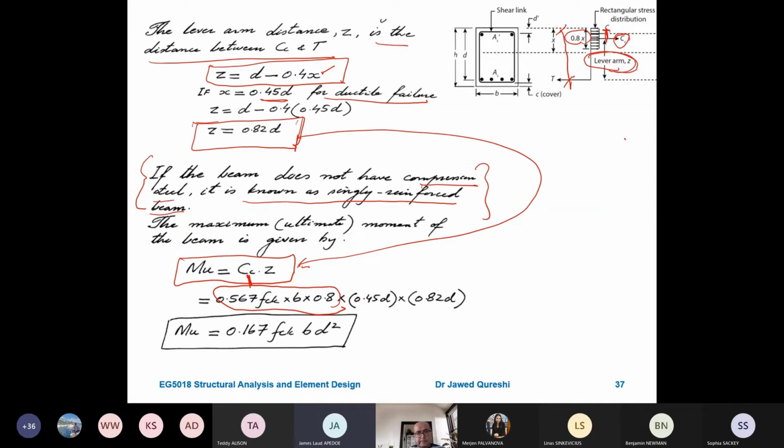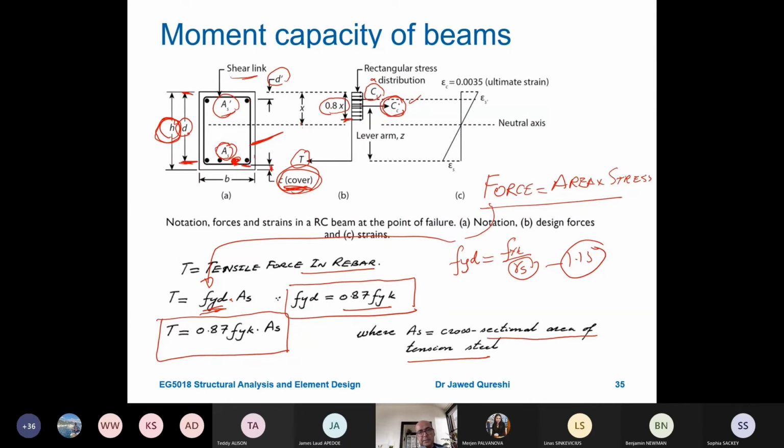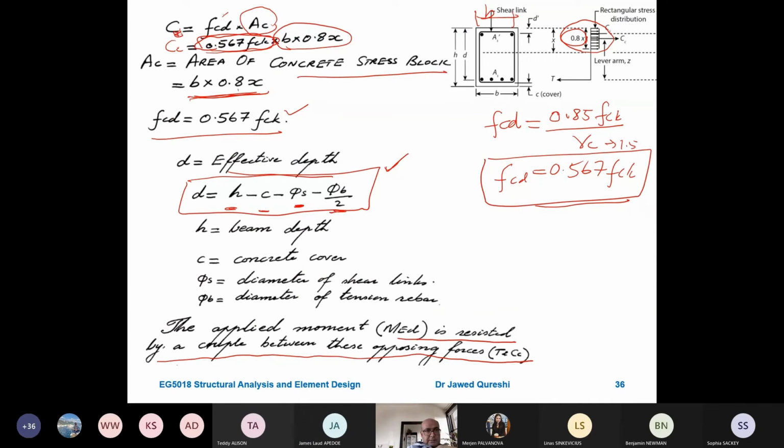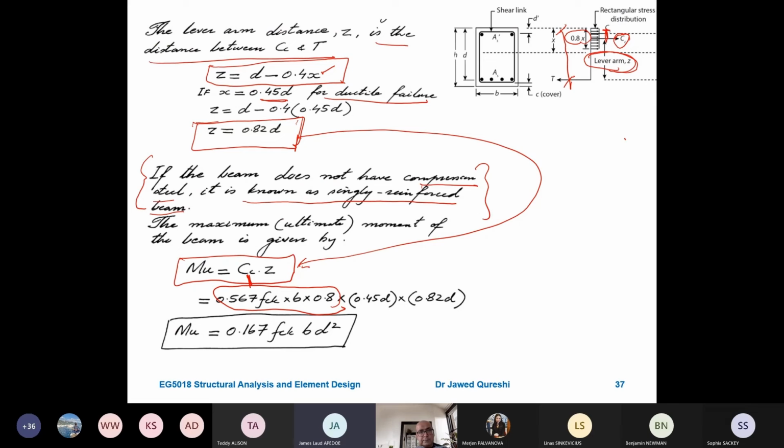Sorry, sir. Can you explain why that part is CC? The force in compression is resisted by CC, which is the force in concrete, and the force in compressive steel. But here we don't have compressive steel. We will ignore this compressive steel, all right? I did not write CC, I just wrote C. Oh, right. I see. So we're using the C from before. Yes, we had that as C and not CC. That's what I was confused about.